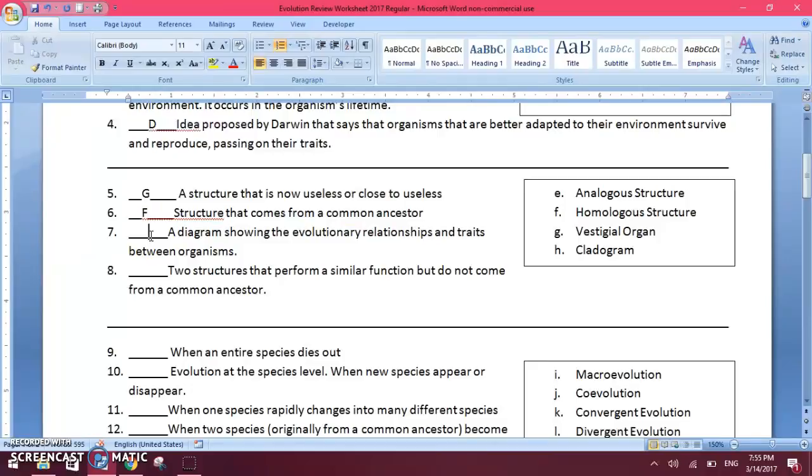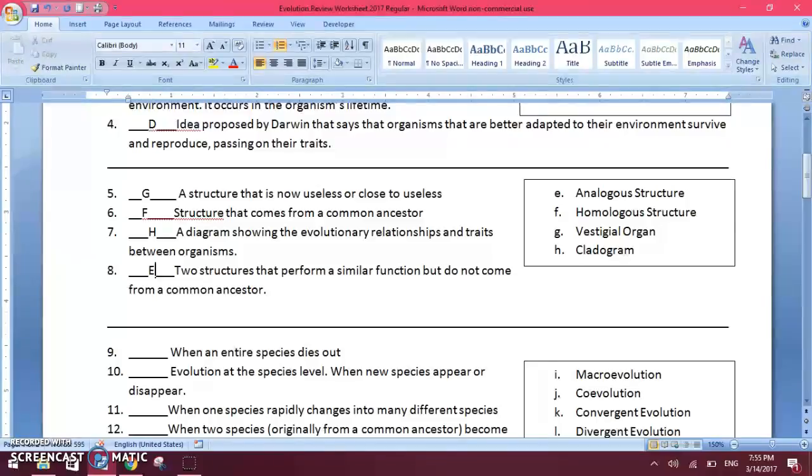All right, number 7, diagram showing the relationships and traits. That's a cladogram. We'll do more of those on the back page. And then 2 structures that perform a similar function but do not come from a common ancestor. Those are analogous structures, okay? So analogous, they do not come from a common ancestor.